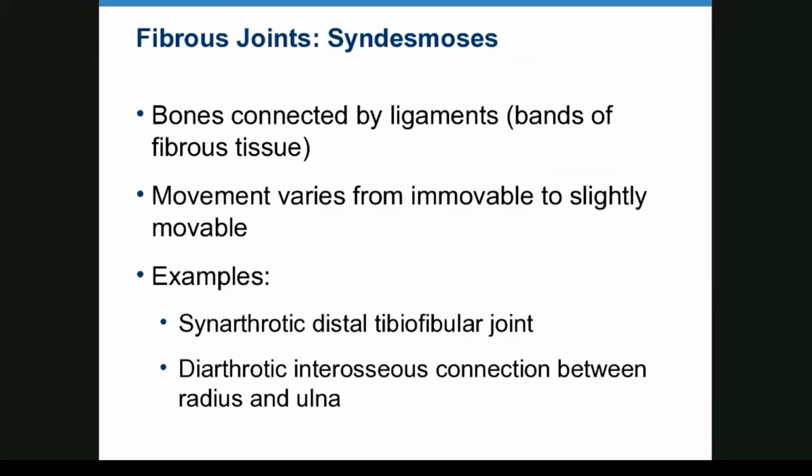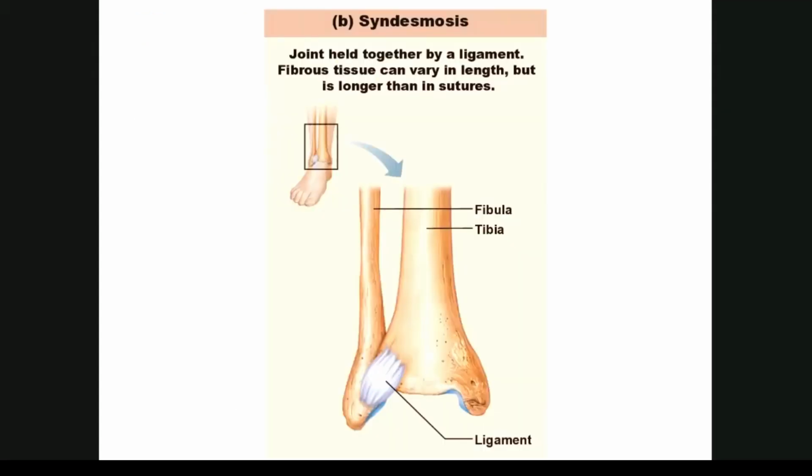Now, syndesmosis: they're connected by ligaments, and they may be immovable or slightly movable. An example here is the distal joint between the tibia and fibula. It's held together by a ligament here, and it should not move. If it does, it's probably going to break something.